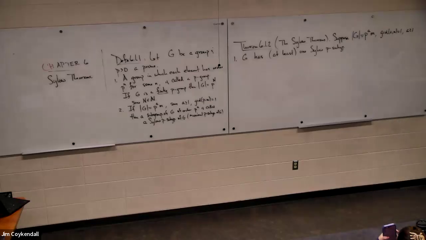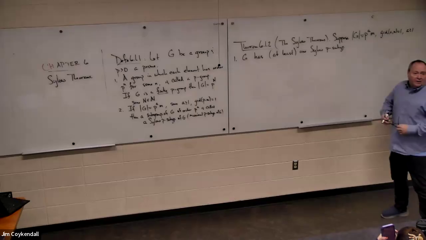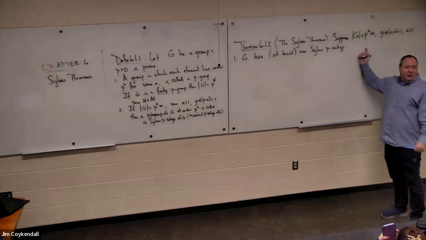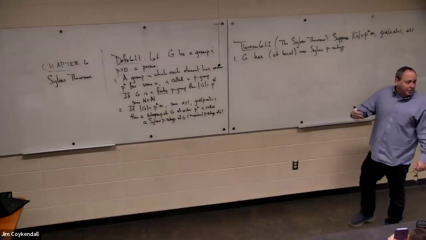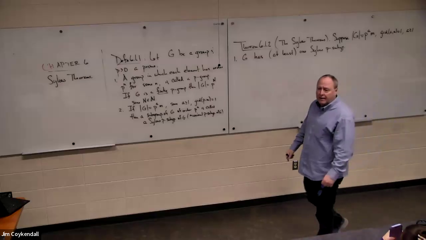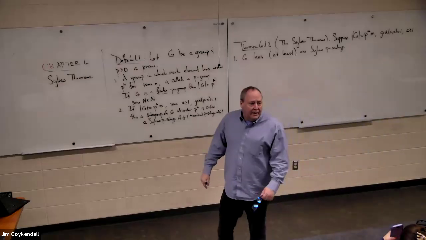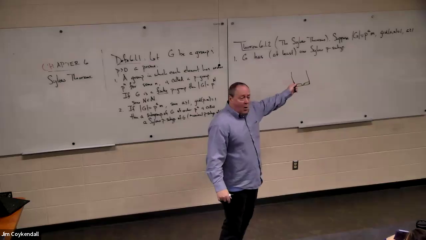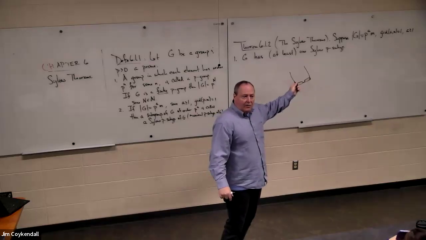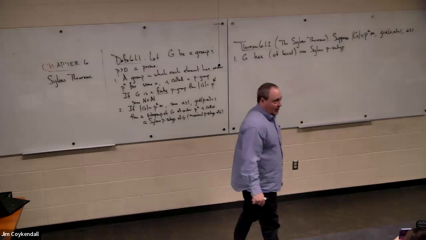This is kind of the general analog that we had to Cauchy's theorem. So what we know so far in this class is since P divides the order of the group, Cauchy's theorem tells us that there is an element of order P in here. Sylow tells us more. It says, hey, we have a subgroup of order P to the A, right?